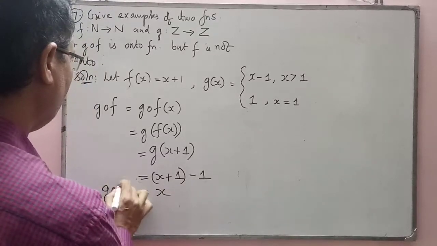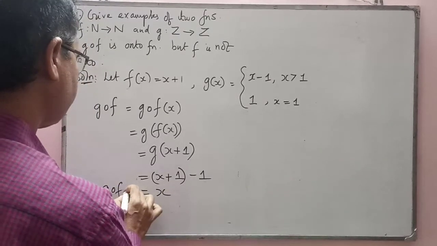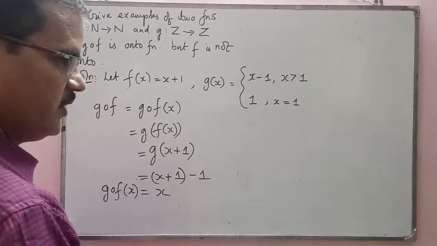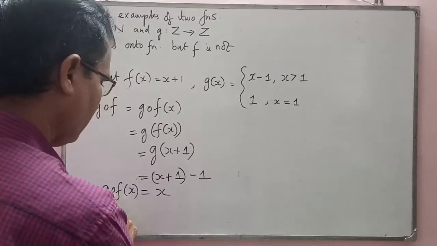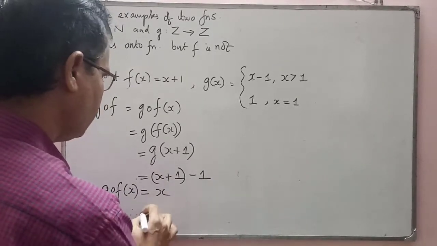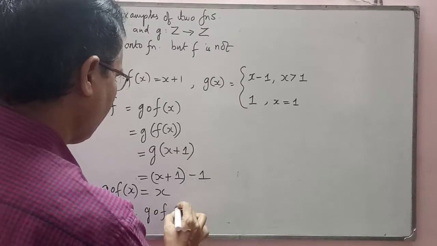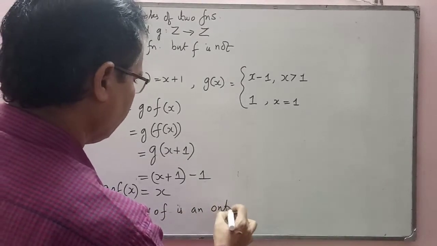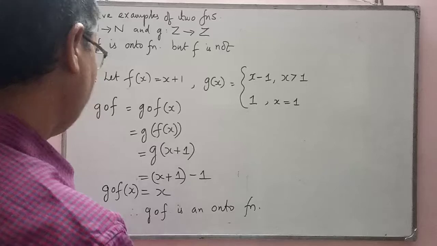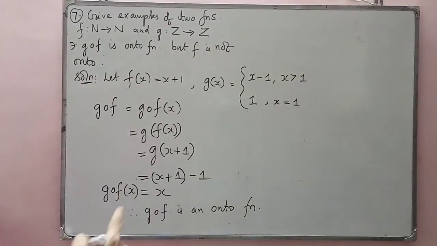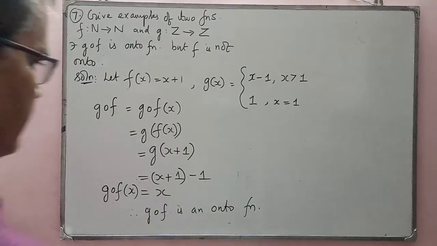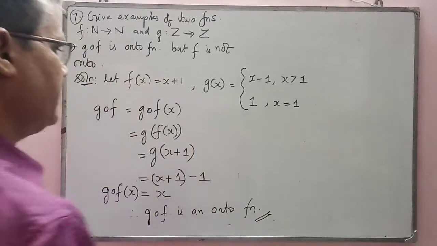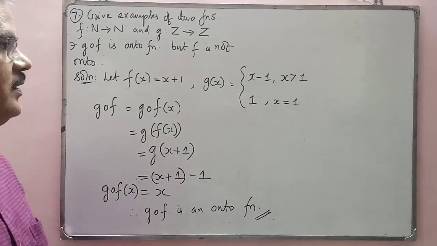So when g of f of x is x, g∘f is an onto function. You are right. Whenever g∘f of x is equal to x, we say that g∘f is an onto function. This completes the definition, children. Thank you.